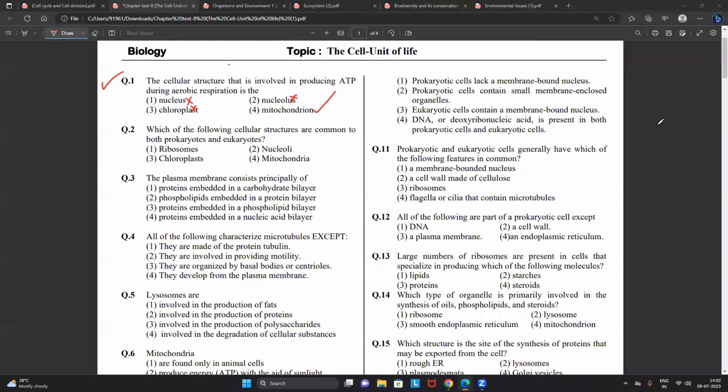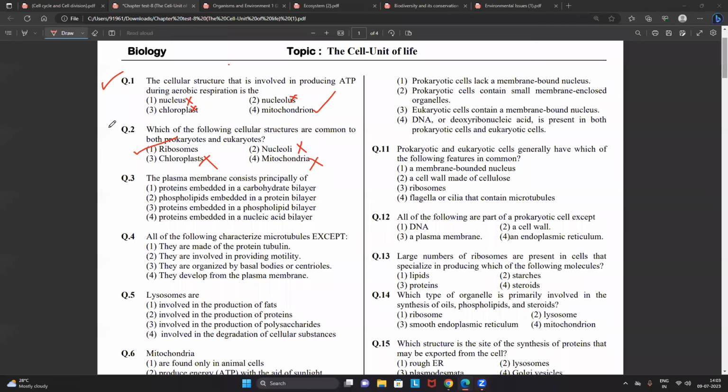Okay. Then the next one: which of the following cellular structures are common in both prokaryotic and eukaryotic organisms? Friends, you commonly know that prokaryotes do not have chloroplast, prokaryotes do not have mitochondria, and we also know very well prokaryotes do not have the nucleoli. So friends, the prokaryotes only have what? Ribosomes, which is also present in the eukaryotic organism. Okay, no need to get confused with that.